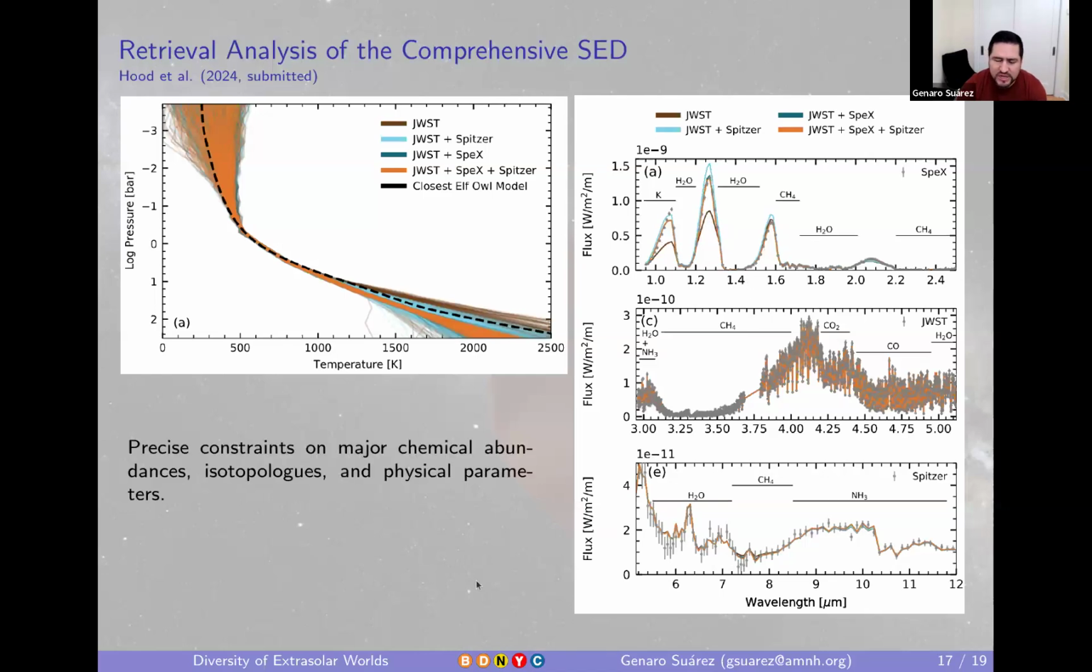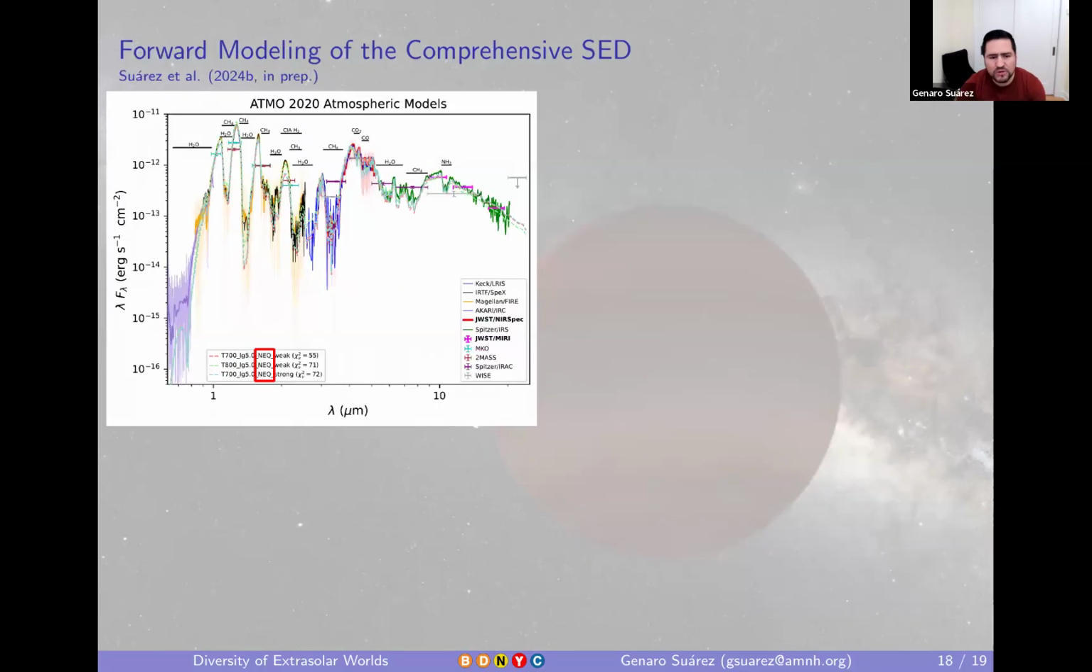So with this modeling, and also because of the essentially full SED, we were able to precisely constrain physical parameters and chemical abundances for this object. We are also using this spectral energy distribution to evaluate the performance of modern atmospheric models.